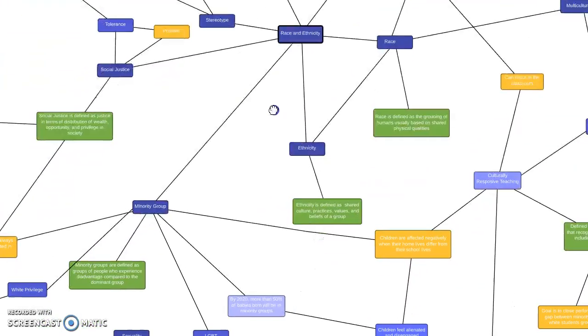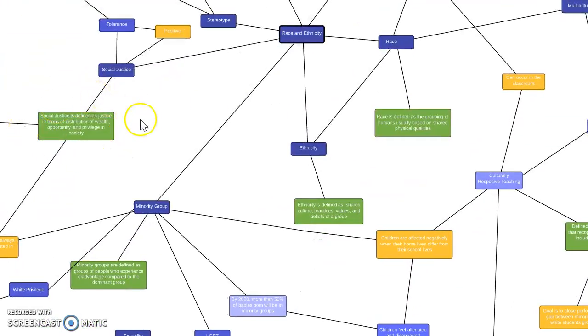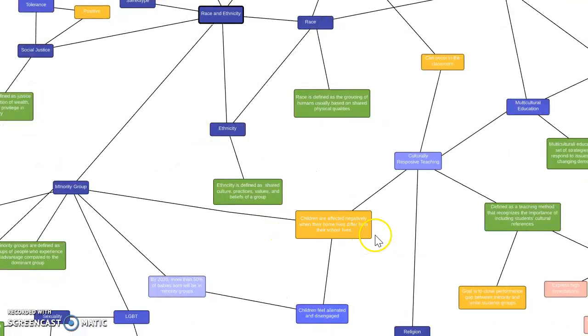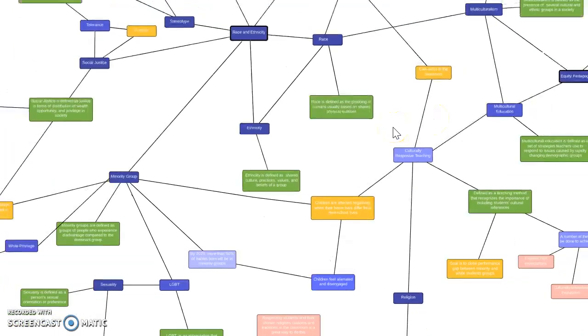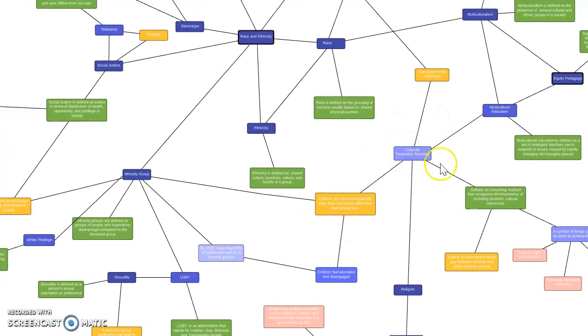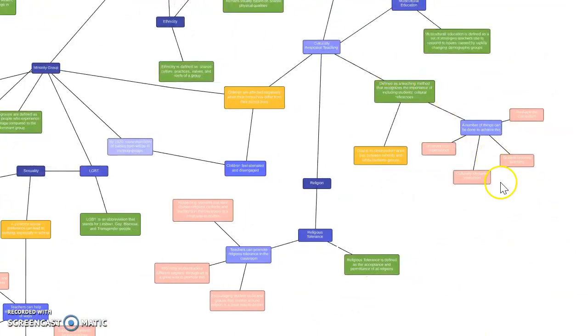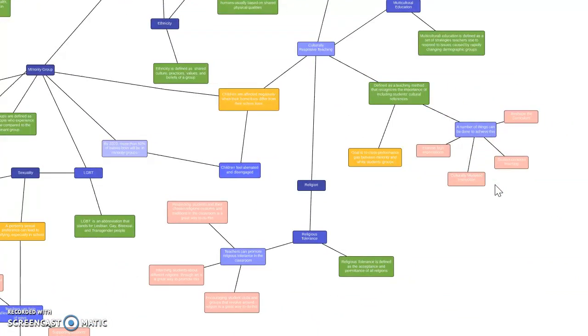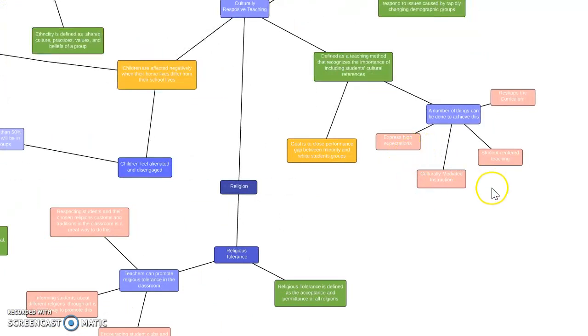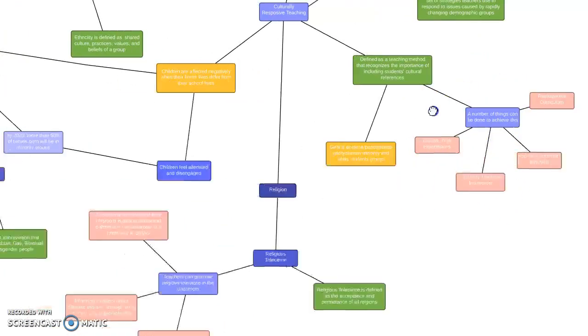And then the green, anytime you see green, it's because I'm defining something. So the green is all definitions where I'm just defining these terms in blue. And then the yellow is like an adjective or a fact, just to give some background and some evidence to help further explain those terms in blue. And then the pink is solutions. So the pink is ways that teachers can incorporate one of those ideas in blue into the classroom.